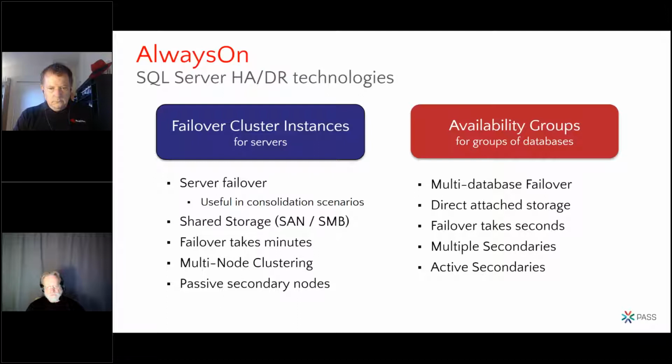You can have up to 8 secondaries for an availability group, and the secondaries can be active, meaning that you can have read traffic, as I discussed a little bit earlier. So you can make use of those secondaries as opposed to having them be purely passive. You just can't have a write-write situation in availability groups today.